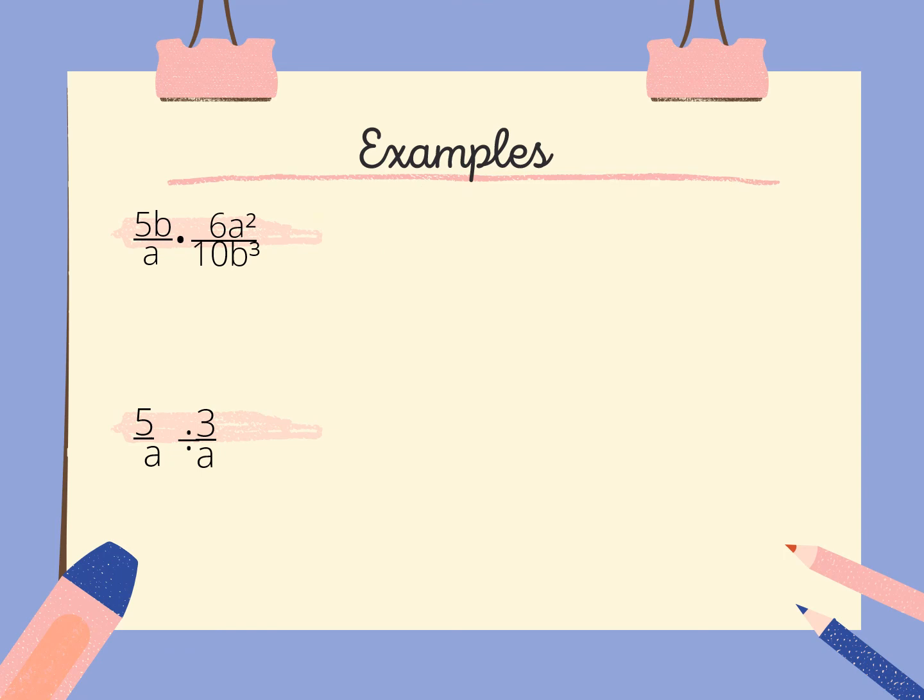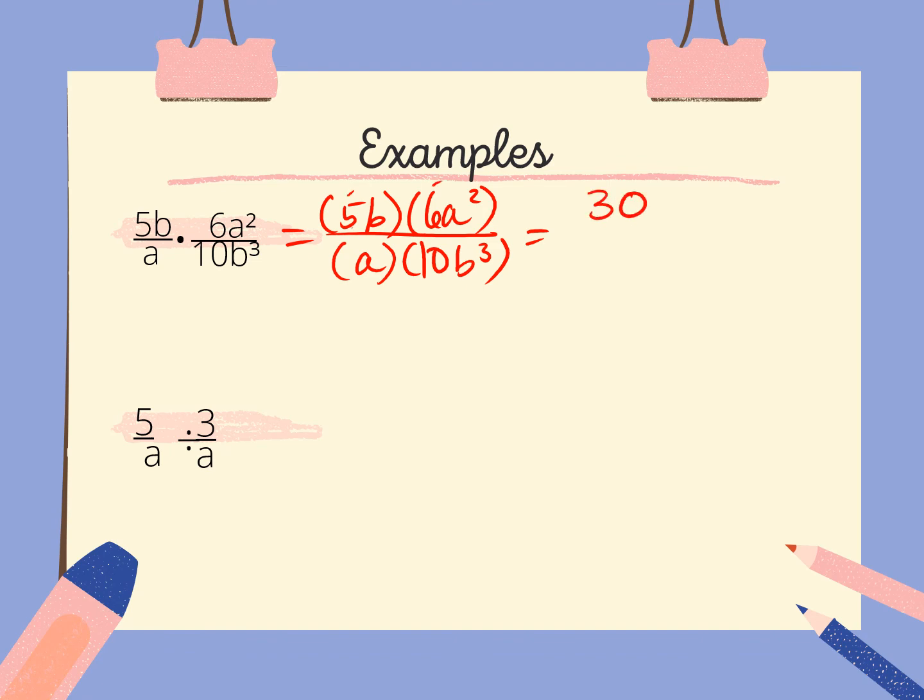Okay, for the next set of examples, first we have 5b over a times 6a squared over 10b cubed. Same procedure, so 5b times 6a squared over a times 10b cubed. So let's multiply the numerical coefficients. 5 times 6 will give us 30. B and a squared are different, so just copy them in alphabetical order. And then a lang to. So we have 10 and then a, b cubed.